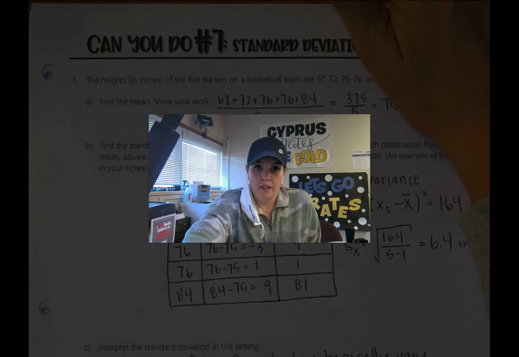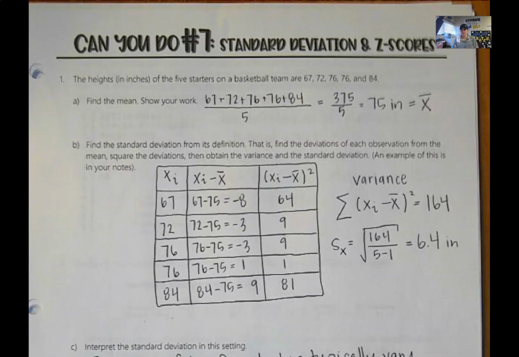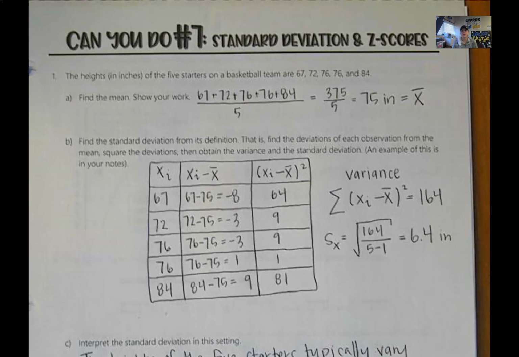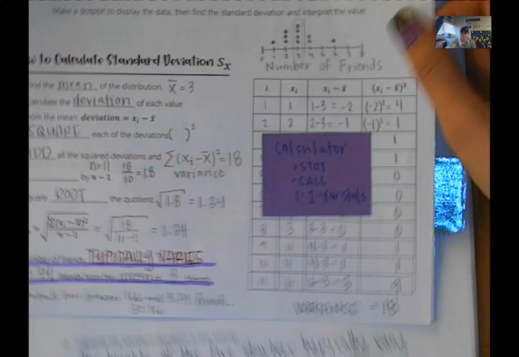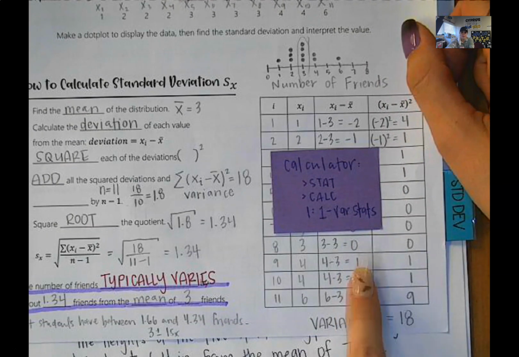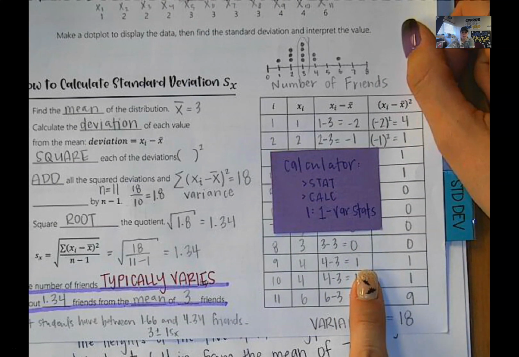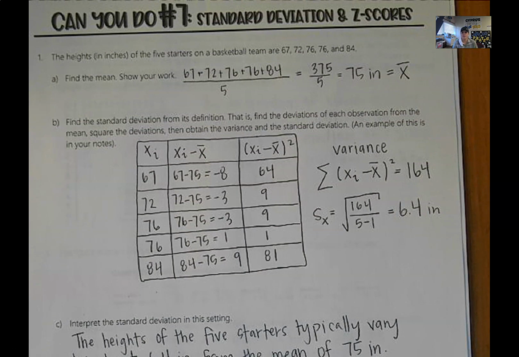First problem is heights of a basketball team. They want you to find the mean. So I got a mean of 75. And then they want you to use that mean to calculate standard deviation, and that is exactly what we did here. So you want to use the framework or the box or the method here to go through and calculate your standard deviation by hand. So I ended up getting a standard deviation of 6.4 inches.